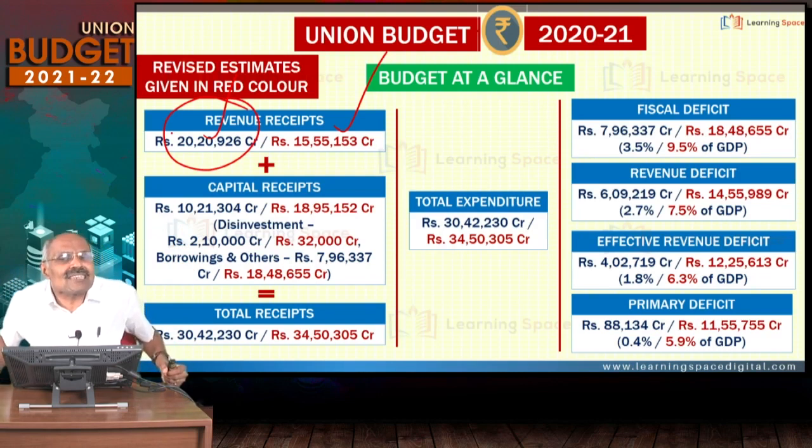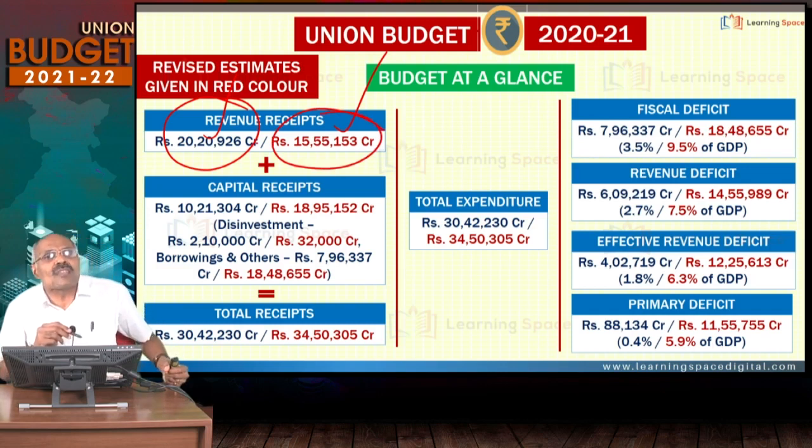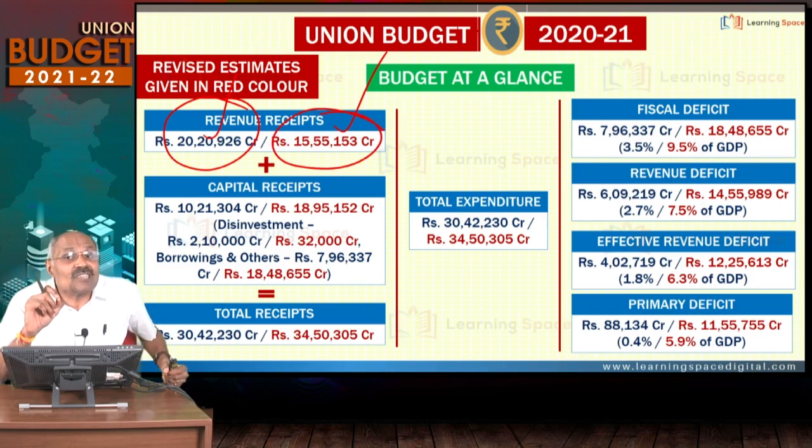Total were estimated at 20 lakh crores. In fact, originally when the budget was proposed, 20 lakh crores was proposed as revenue receipts of the government. But finally, 15.5 lakh crores, a 4.5 lakh crores shortfall. Why this shortfall occurred? This shortfall occurred because of COVID-19.